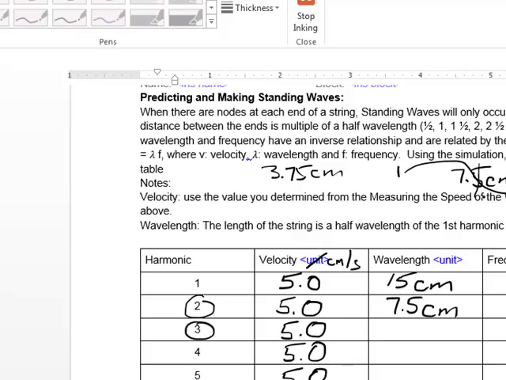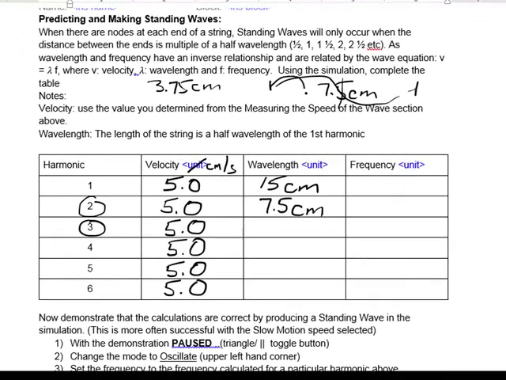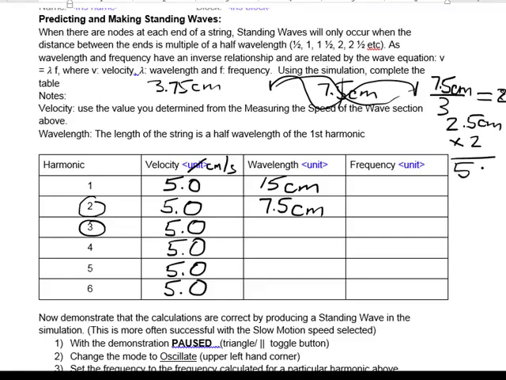Okay, so for 3 bumps, having 1, 2, 3, I have 7.5 centimeters divided by 3. That tells me that it's 2.5 centimeters per bump, times 2, so the wavelength is 5 centimeters. I'll let you finish out the rest of this.